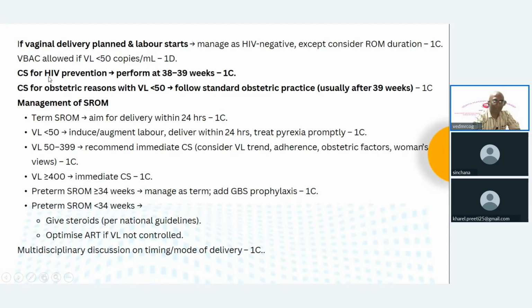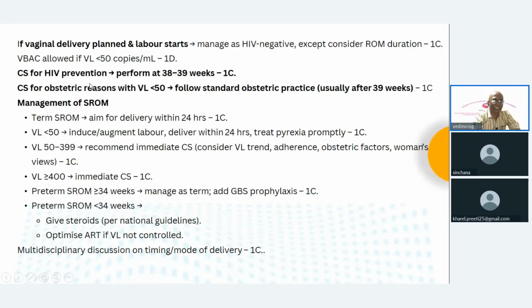Now, cesarean section. Suppose cesarean section is performed for HIV prevention, then it is to be performed at 38 to 39 weeks of gestation. This is also a SBA. What is the gestation at which cesarean section is carried out for HIV prevention? It is carried out at 38 to 39 weeks.